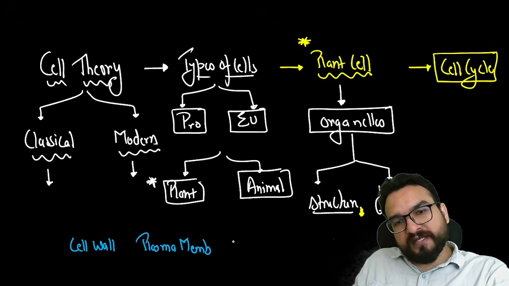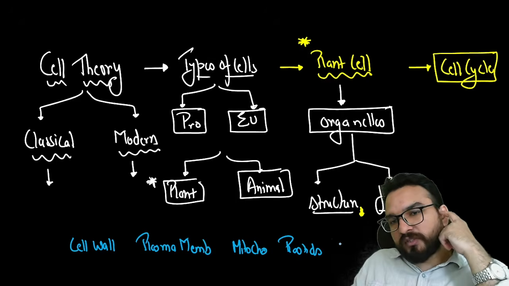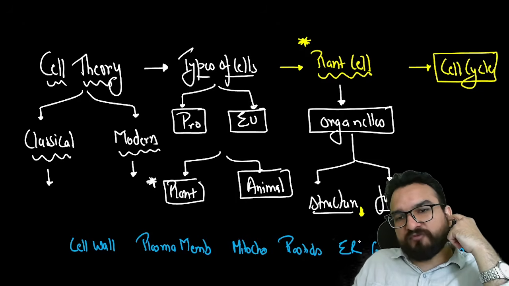You will be understanding about the mitochondria. You will be understanding about the plastid and under plastid, chloroplast. You will be understanding about the endoplasmic reticulum, Golgi apparatus. You will be understanding about the ribosome. That means over here 1, 2, 3, 4, 5, 6, 7.